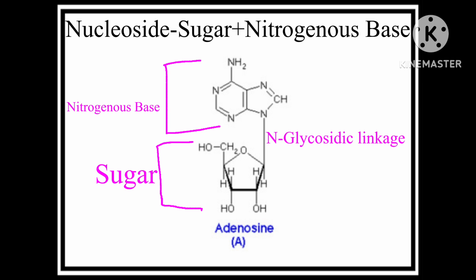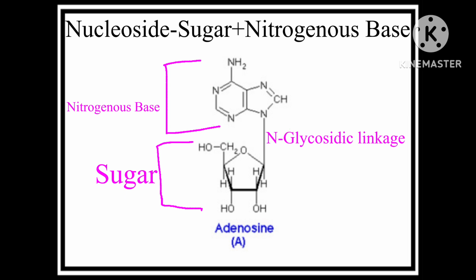Now we have nucleosides. When you add sugar to the nitrogen base, you will get nucleosides. So what you have to do here is, first you need to draw the structure of ribose sugar. Then we need to add the adenine nitrogen base to its structure. Let's closely examine this structure.